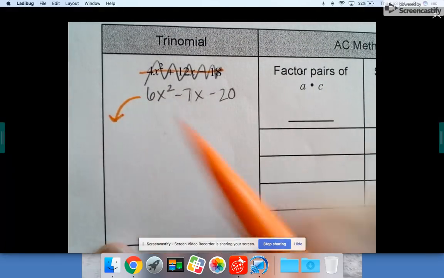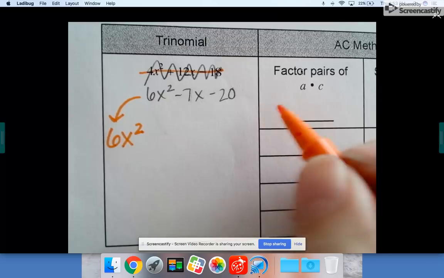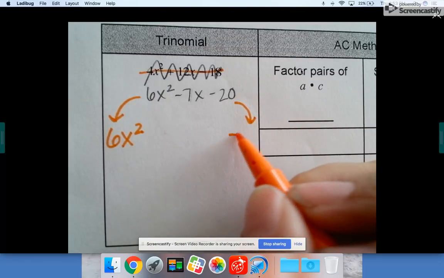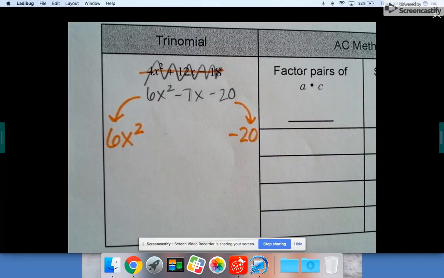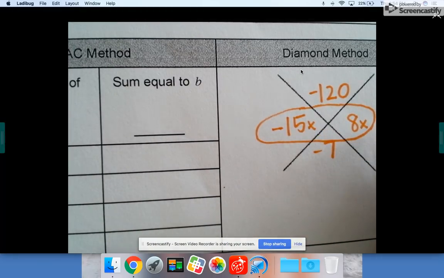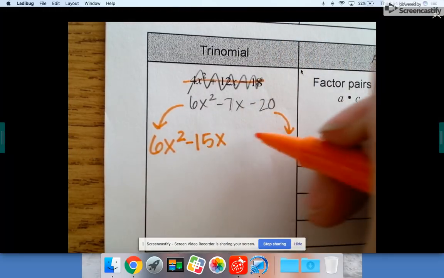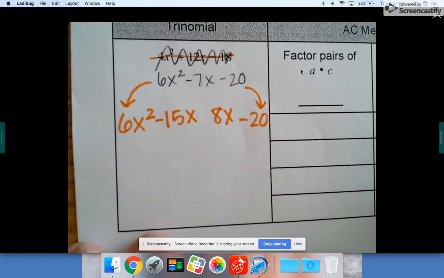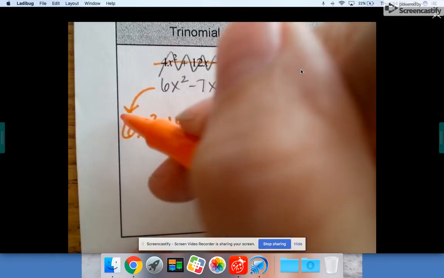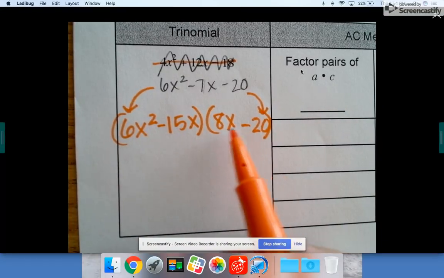Everybody rewrite your F if you FOILed, which is 6x squared, and your L, which is negative 20. And then in the middle, we have our middle two terms that we did here, which is negative 15x and positive 8x. And then by grouping, you are going to just put parentheses around the first two and then around the next two. And now I want you to pull out the greatest common factor.